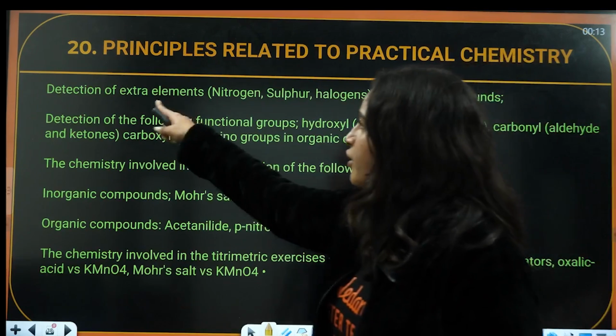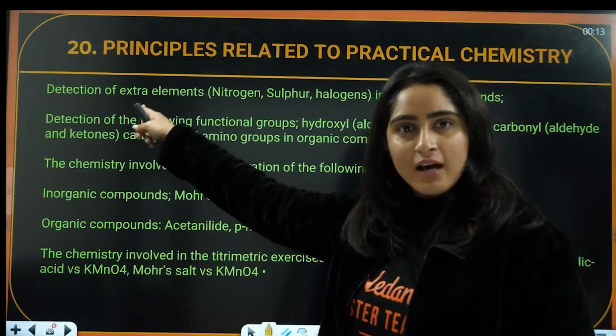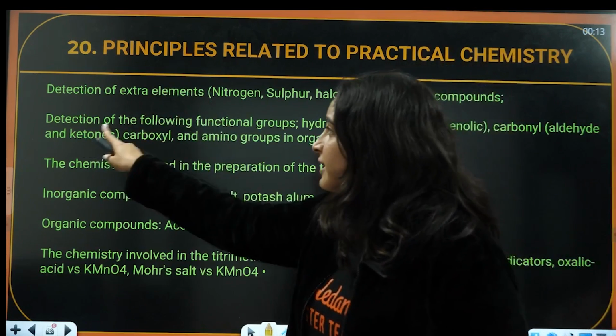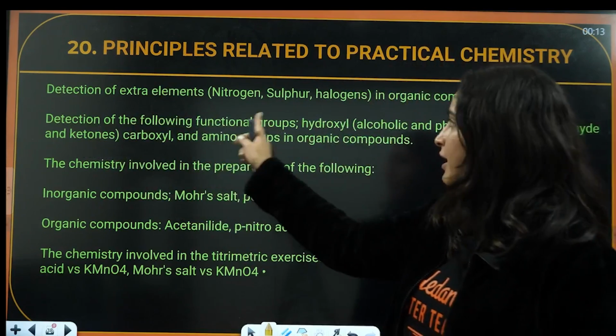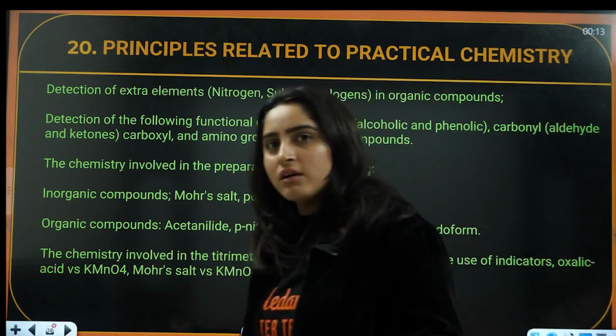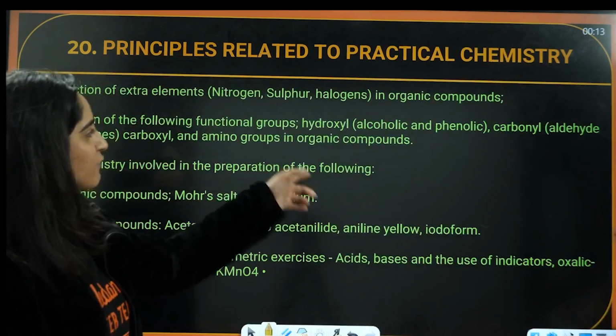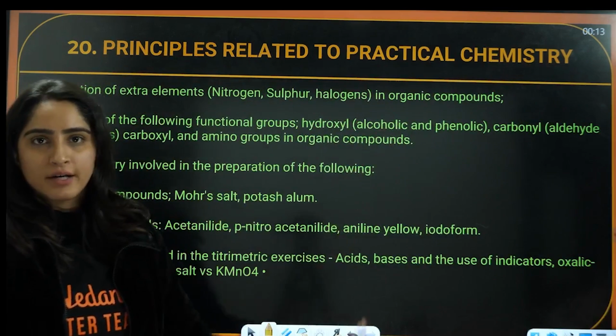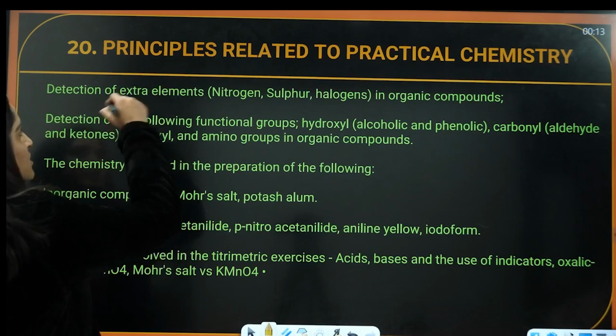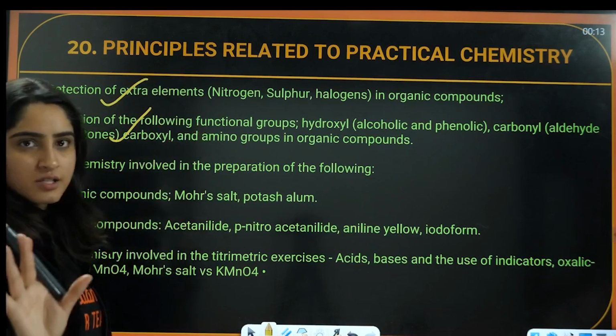So that is the detection of extra elements. We have done it earlier also, right? And the detection of functional groups, we have done it in alcohol, phenol, ether, carboxylic acid. You must have done all these topics in your theory-related topics also, right? So this is just a repetition. These two things are just a repetition.